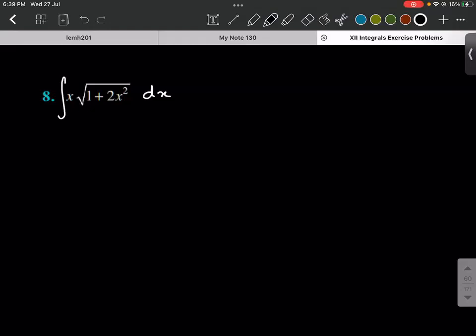What idea are you getting? Want to take 1 plus 2x square as t. Check it and see.